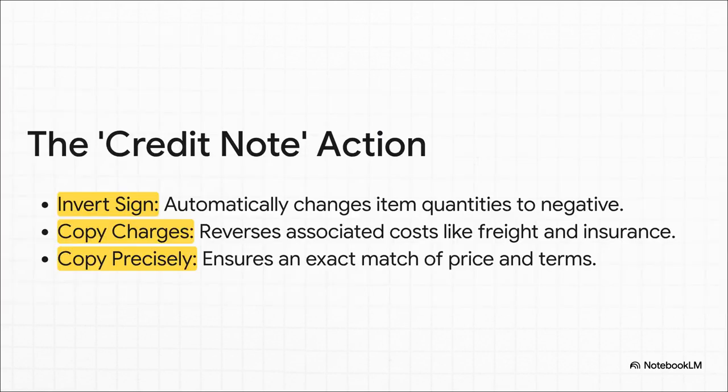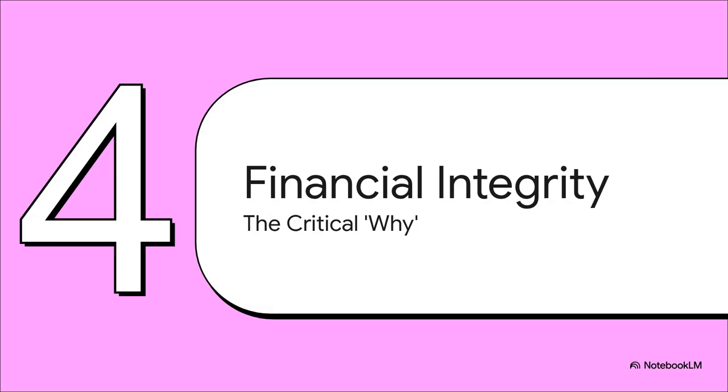And this is where the system really shines. The credit note action is basically your safeguard against manual error. It doesn't just copy, it intelligently reverses the whole transaction. It flips the quantity to negative, it reverses any of those associated charges, and most importantly, it locks in the exact financial details from the original invoice. This guarantees your credit is going to perfectly offset the original purchase. No guesswork involved.